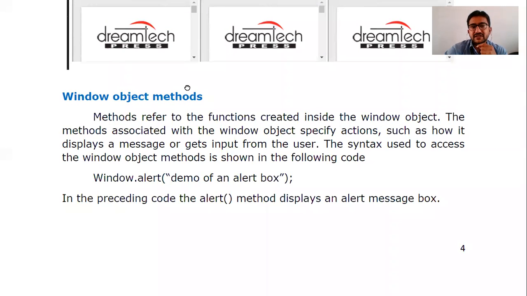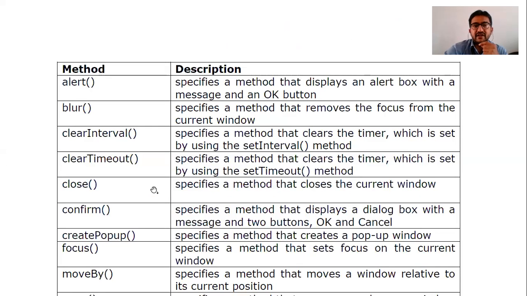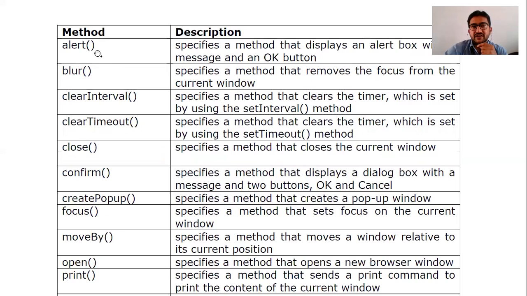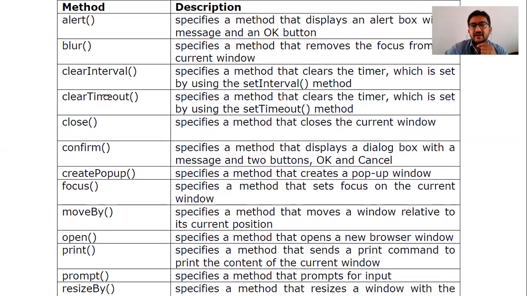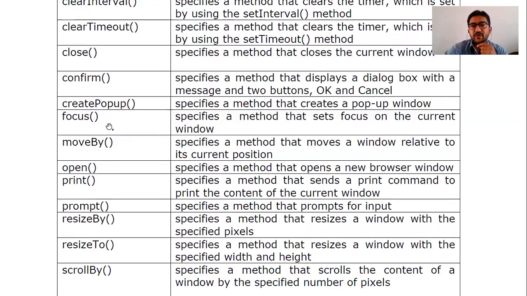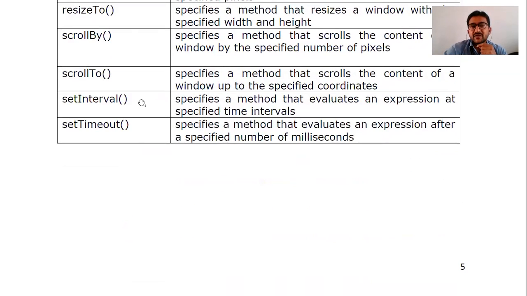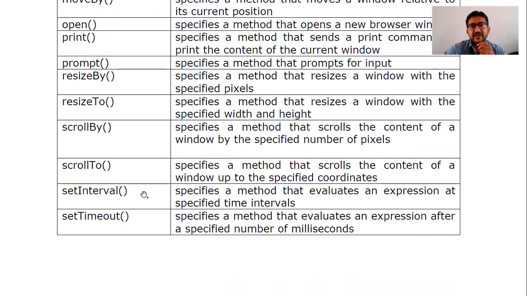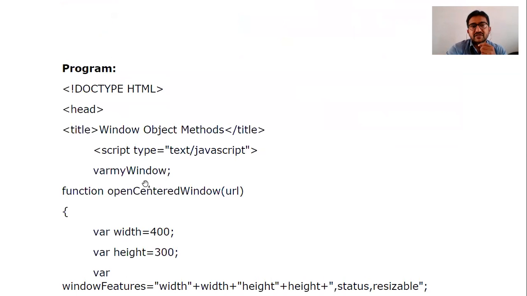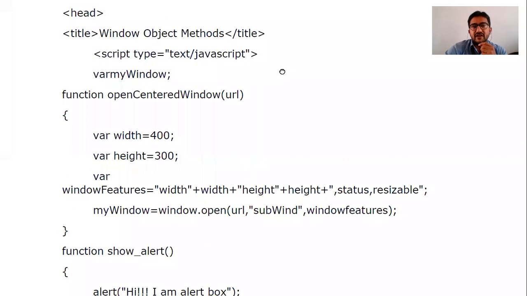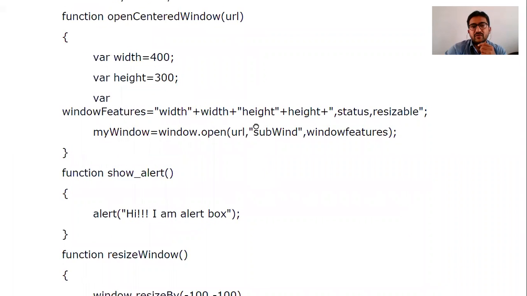Coming to the window object methods, we have different methods here. Say for example, window.alert. Let me see the different methods which are available for the window object: alert, blur, clearInterval, clearTimeout, close, confirm, createPopup, focus, moveBy, open, print, prompt, resizeBy, resizeTo, scrollBy, scrollTo, setInterval, setTimeout. Some of these methods we have already seen in previous topics while discussing programs, like window.prompt, window.alert, window.setInterval, window.setTimeout. We have seen different examples. The same example you can represent in the exam, or else you can write your own example.